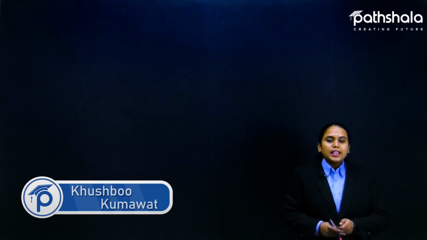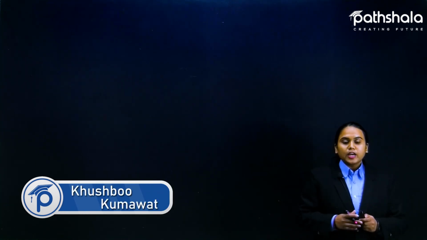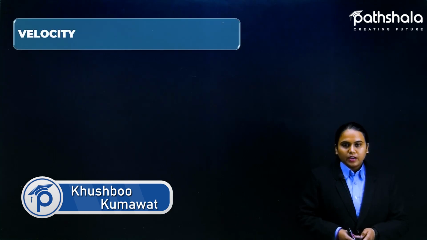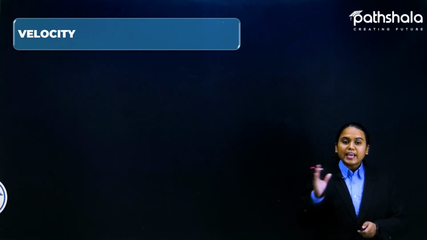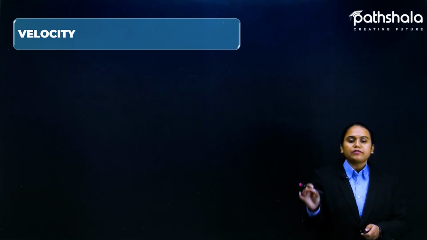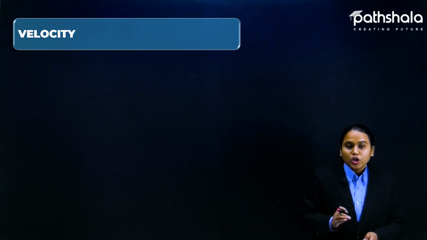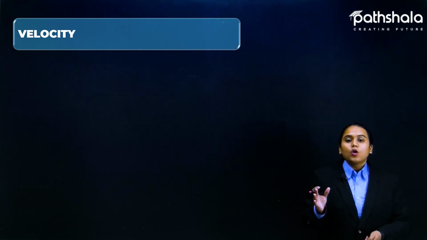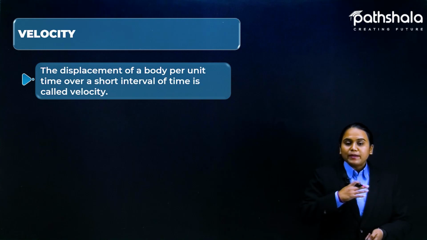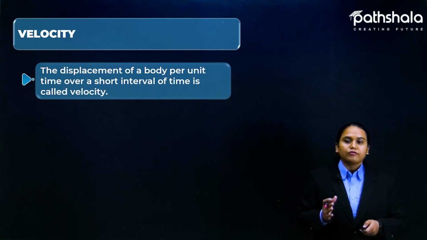Yes students, now as the speed part has been done, let us discuss the velocity part. This is the same thing as we have discussed about speed, but the minor difference that it has is the direction. So what is velocity actually? Velocity is the displacement of the body per unit time over a short interval of time.